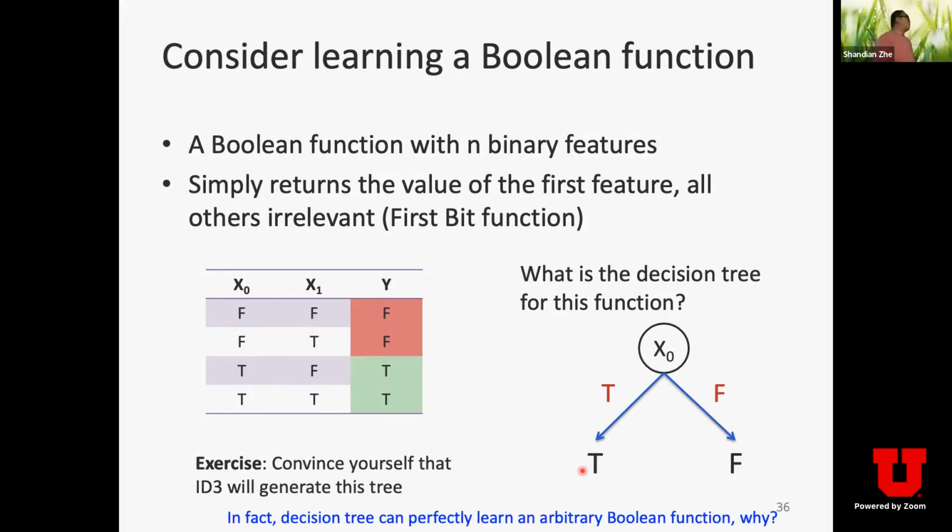So now I want to give a conclusion. In fact, for an arbitrary Boolean function, not only this special first-bit function, with n binary features, if you can fit the whole table of feature values and function values as the data set to train your decision tree, this tree can perfectly learn this Boolean function. What does it mean? It means that if you use that data set to train your decision tree, and then you test the decision tree with any combination of those feature values, it will make exactly the correct prediction of the function value. Why?